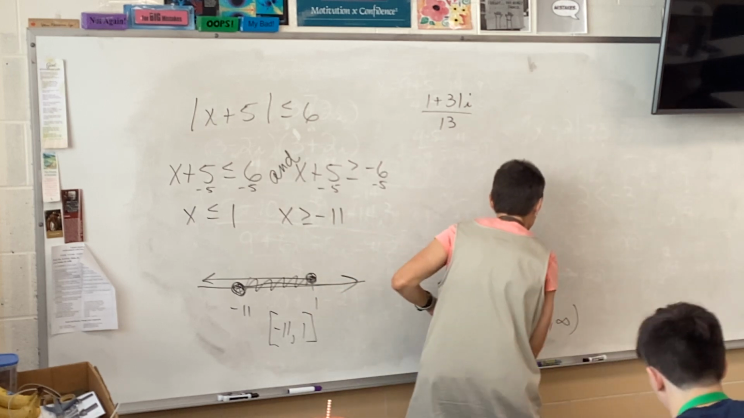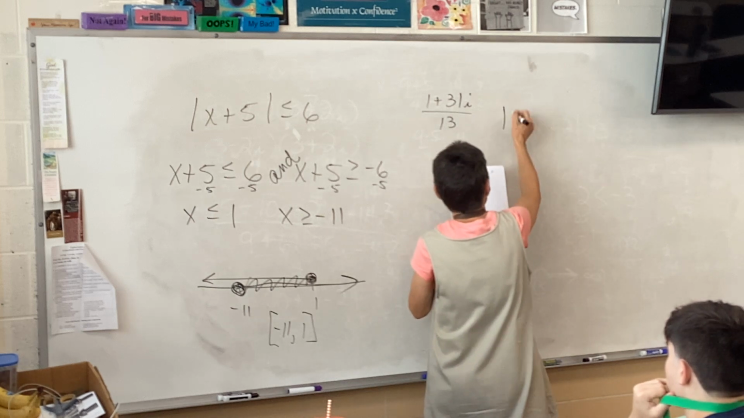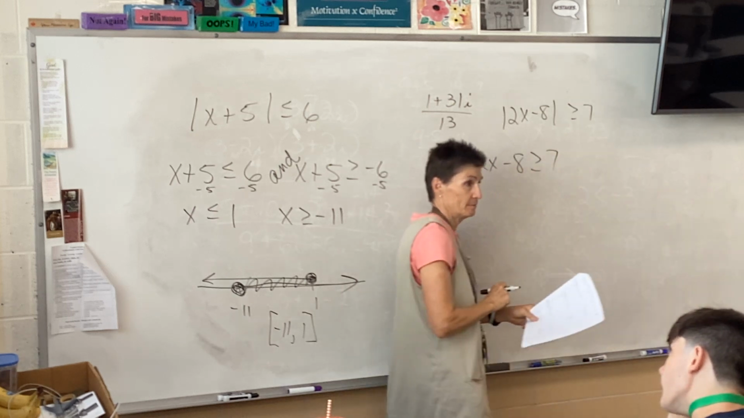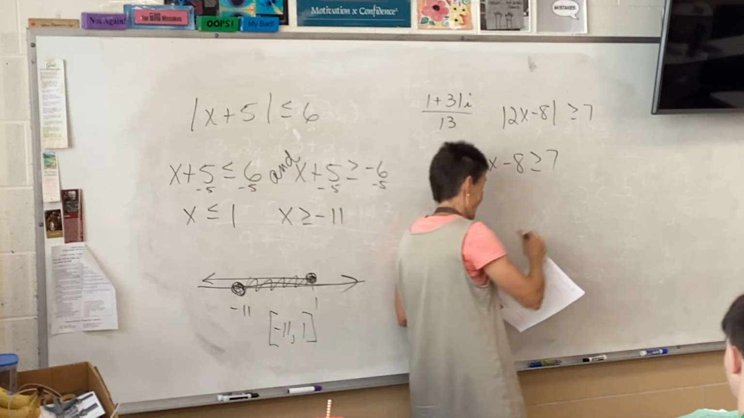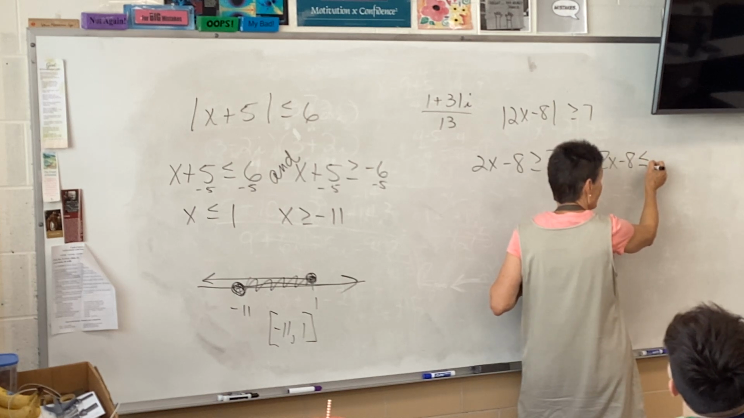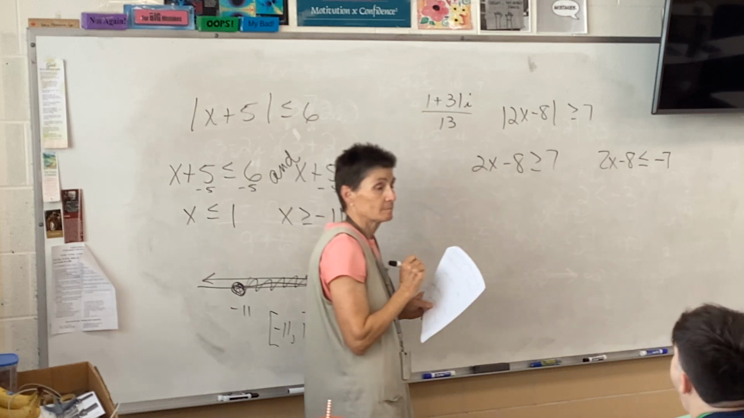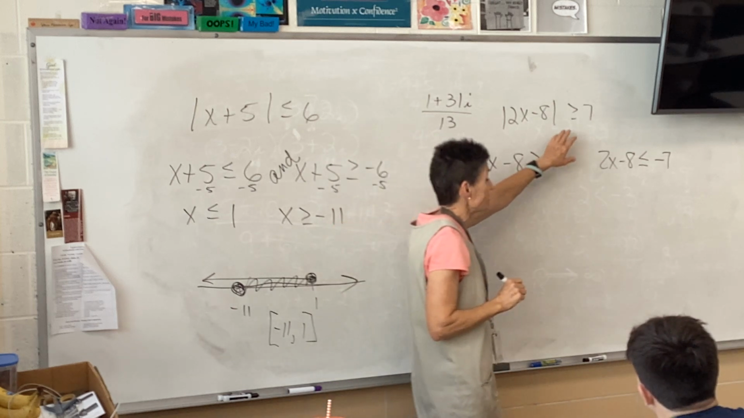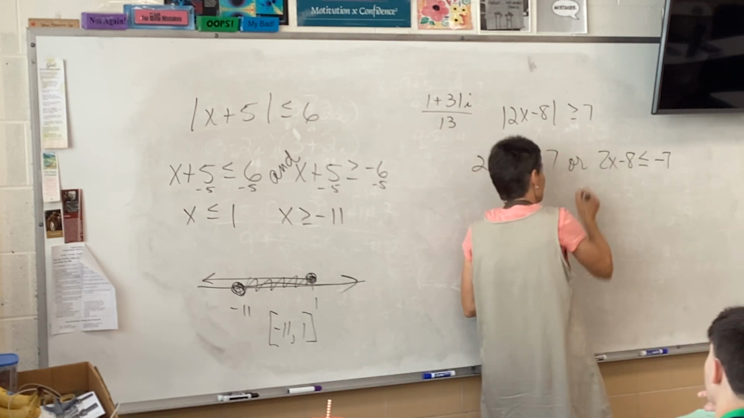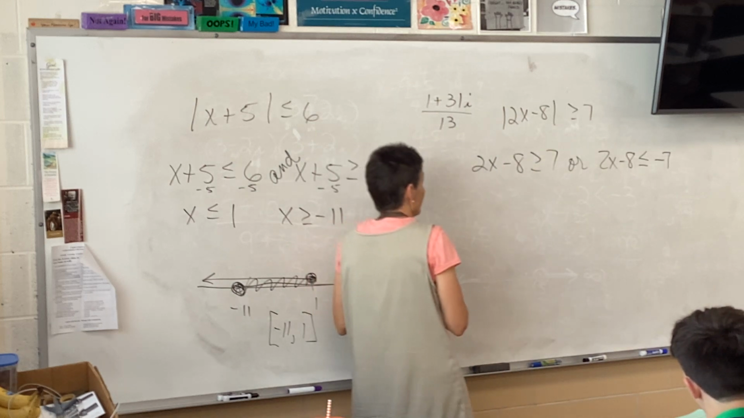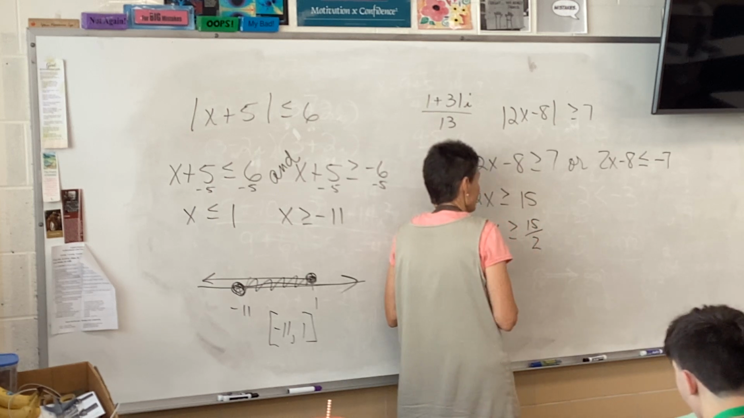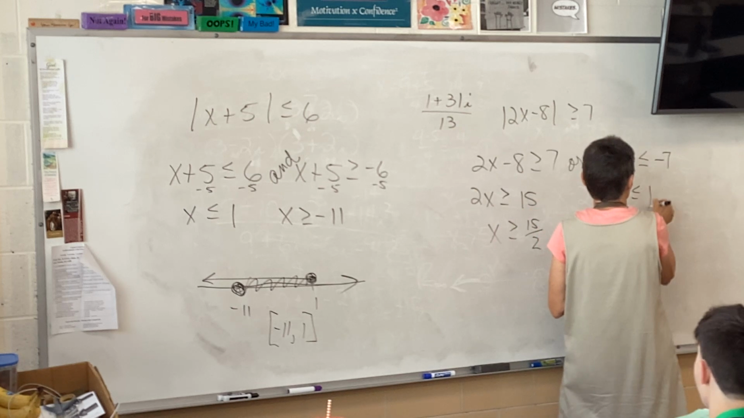Then break this apart into two inequalities. What's your first one? What's part 1 gonna be for this problem? 2x minus 8 is greater than or equal to 7, period. Don't change a thing. What's the second part? 2x minus 8 less than or equal to -7. What's the key word that goes in between? This is a greater, so the word in between is going to be or. Here we go. Let's add 8, divide by 2, add 8, divide by 2.